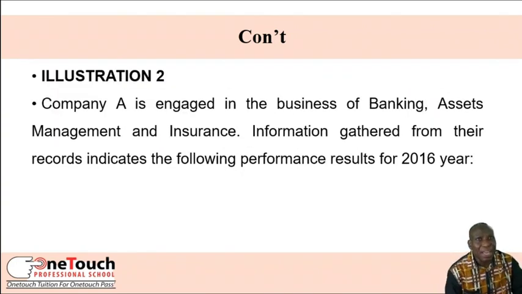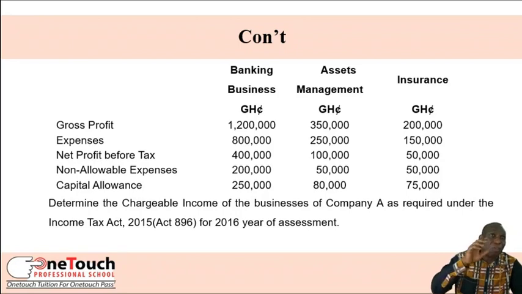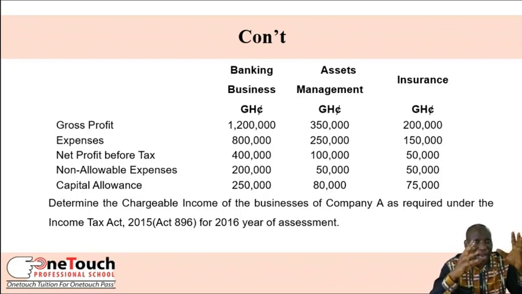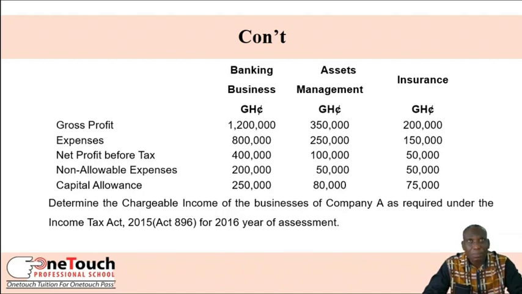Illustration 2. Company A is engaged in the business of banking, asset management, and insurance. Information gathered from their records indicates the following performance results for the year. Now, if you look at the information in their records, we have the banking business, the asset management business, and the insurance business. Their gross profit, the expenses, as you can see, and then we have the net profit before tax. We have the non-allowable expenses.